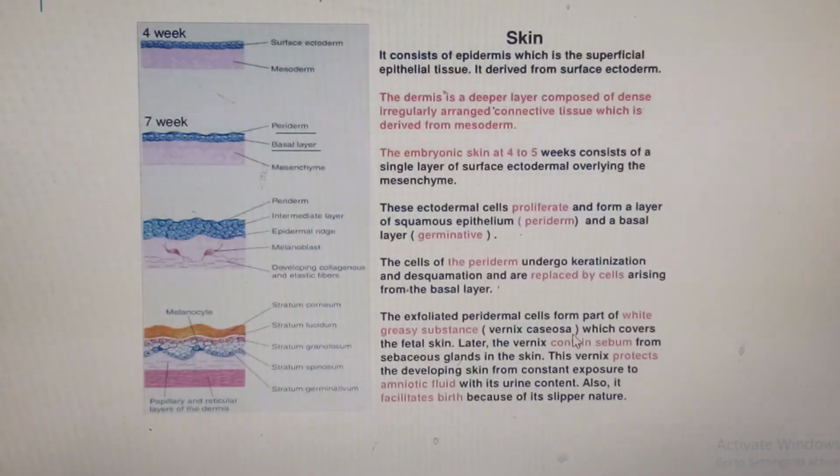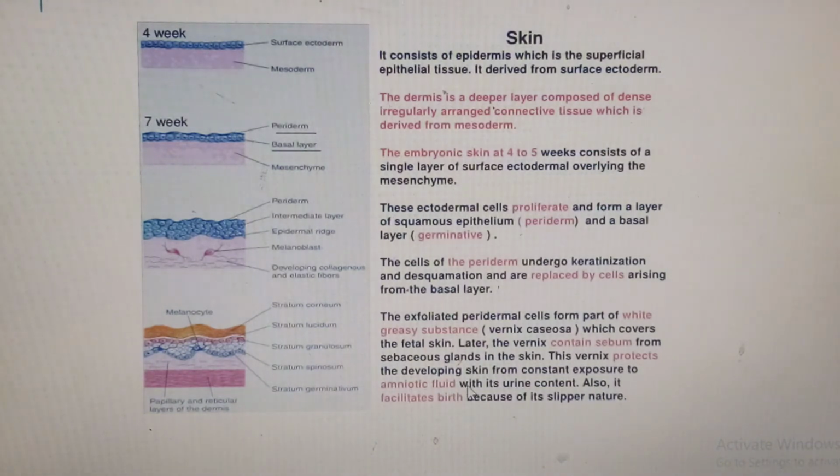Apart from that, locally at some point these epithelial cells will begin to proliferate and grow downwards towards the connective tissue area. When they do that, they form glands: the sebaceous glands and the sweat glands as well. The vernix is very important in protecting the skin from constant exposure to the amniotic fluid, with its urine content, because the amniotic fluid has urine in it.